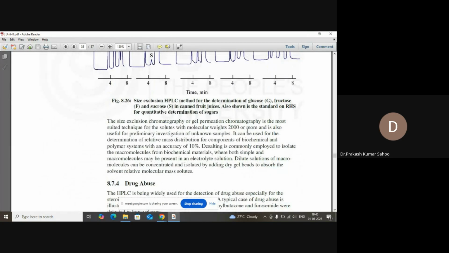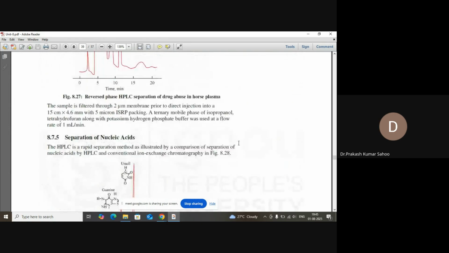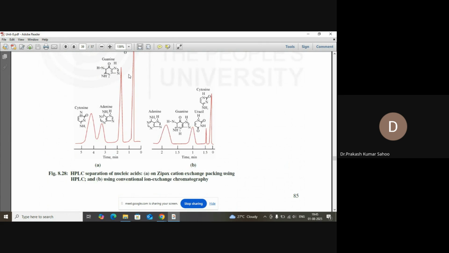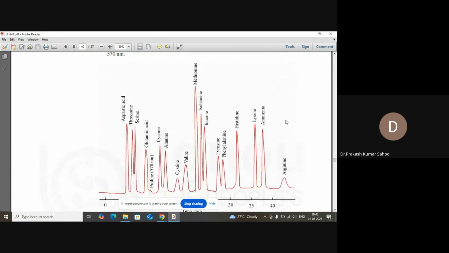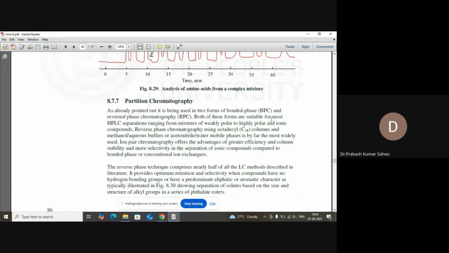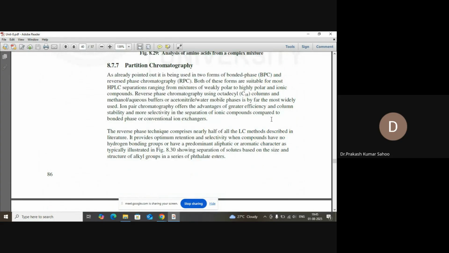Then we have size exclusion chromatography, also used for sucrose in canned fruit juice, drug abuse, and separation of nucleic acid bases like cytosine, adenine, guanine, and uracil, with cytosine present in DNA and RNA. This can be easily identified. Then analysis of amino acids in a complex mixture by partition chromatography.